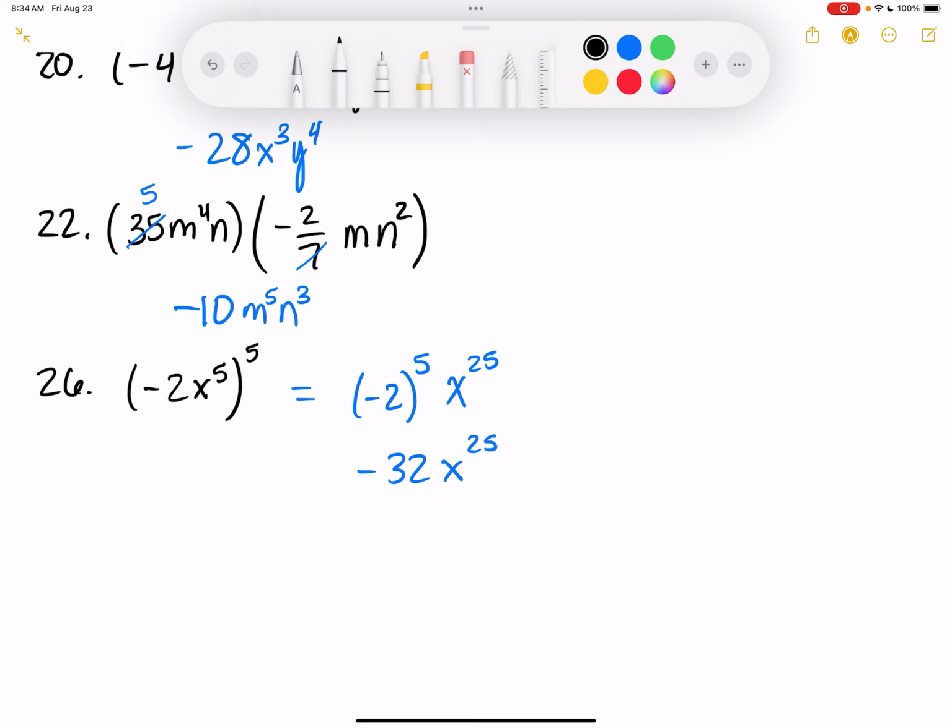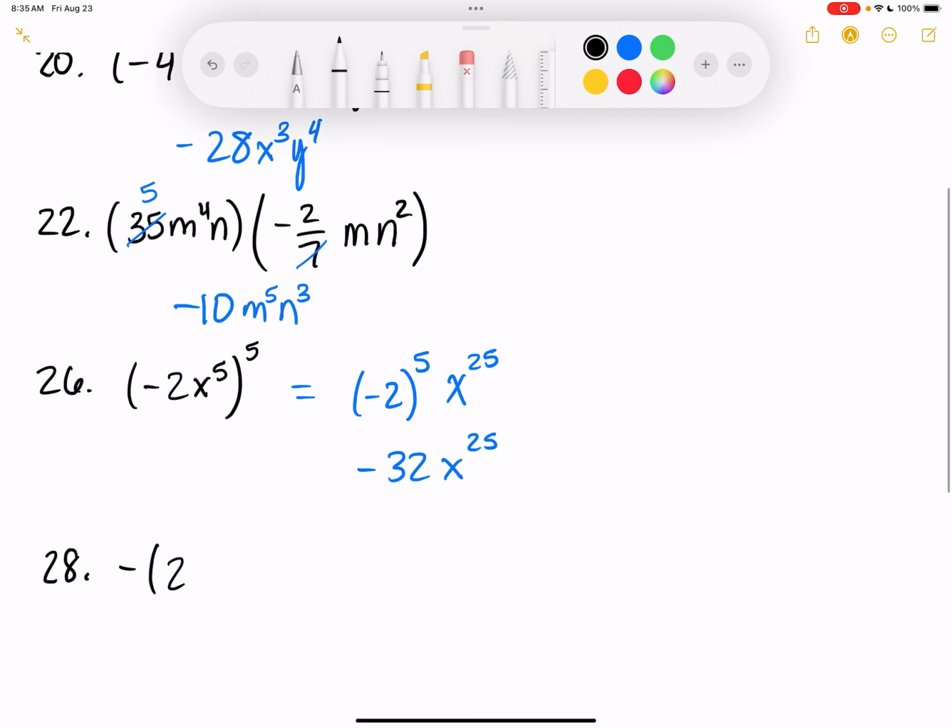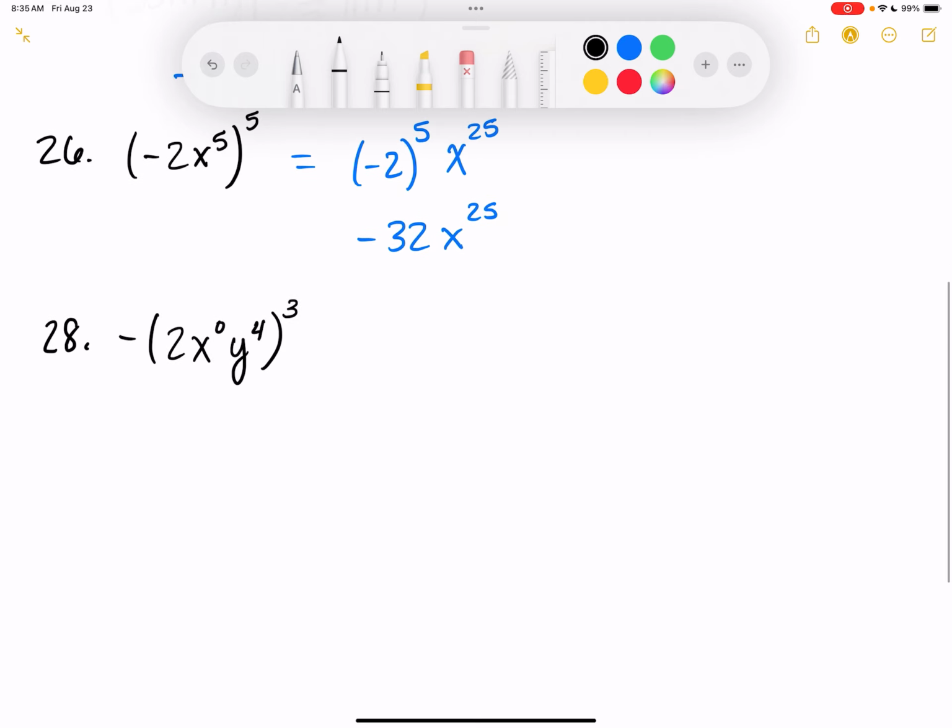Let's see, 28, negative, and then a parentheses, 2x to the 0, y to the fourth, all raised to the third. So one thing to note on this one, what is anything raised to the 0 power? 1. So this x is just going away. It's becoming a 1. So I'm kind of ignoring that piece.